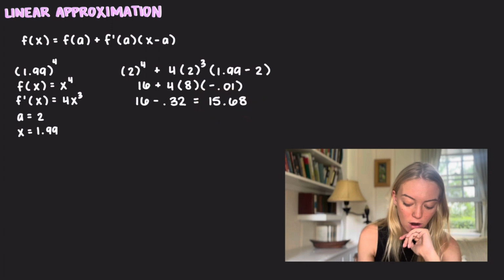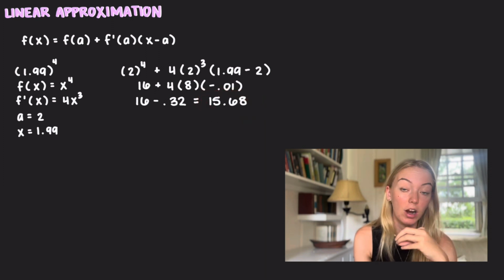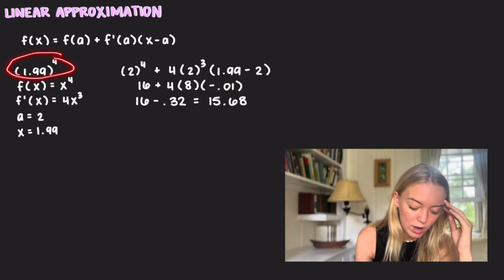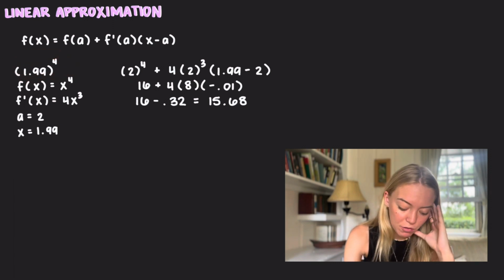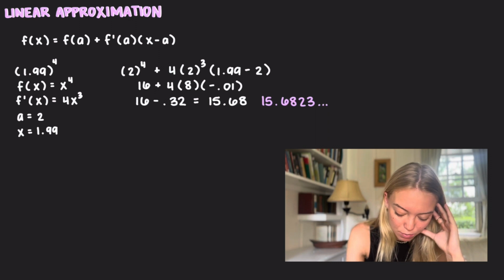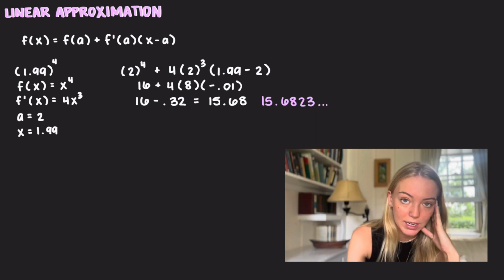But if we simplify it a little bit more, we're going to get that our answer is 15.68. But that would be our linear approximation, our estimate for what 1.99 to the 4th is. But if we plug 1.99 to the 4th into a calculator, we're going to get 15.6823, which is pretty close.